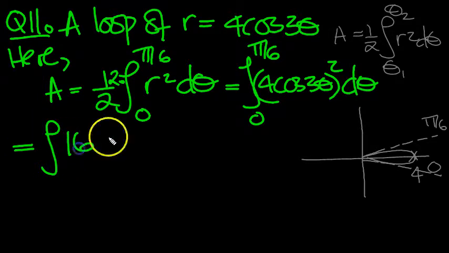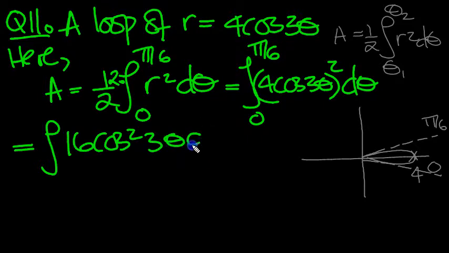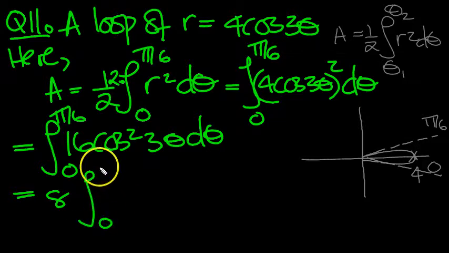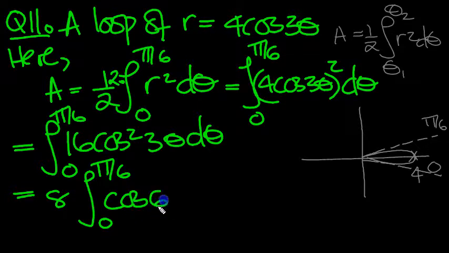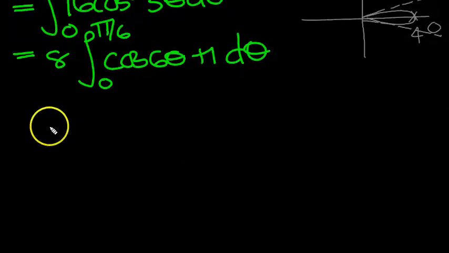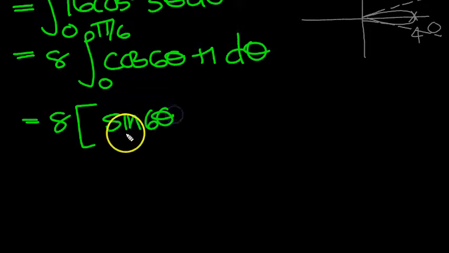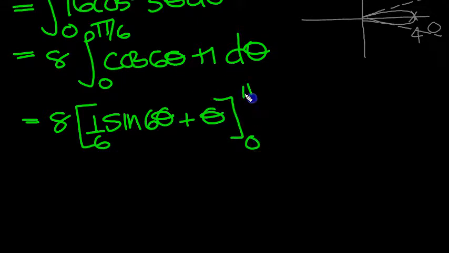Integral of 16 cosine squared 3 theta d theta between 0 and pi over 6, which equals, take 8 of those out, and we'll leave 2 cos squared 3 theta there. And we can change that using the double angle formula. So 2 cos squared 3 theta will be cos 6 theta, won't it? Plus the 1 d theta. Now we can integrate. We get 8 times cos integrates to sine 6 theta over 6, plus theta, between 0 and pi over 6.